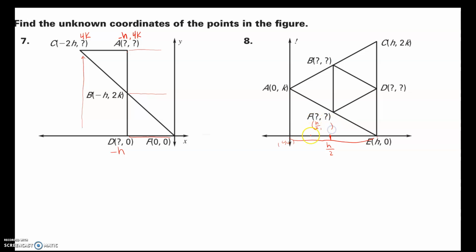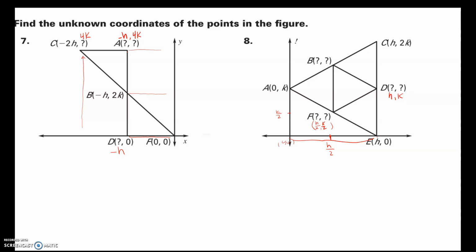And then to figure out what my y is, well, if I went up from here to here, I went up k. Half of that is going to be k over 2. So this guy right here is going to be k over 2. And for my d, I went over the same distance that I went for my e, which is going to be h. So I went from here to here as h. Then how far up did I go? Well, I went up the same distance that I went up here for the a, which is going to be my k. So I'm going to get (h, k).